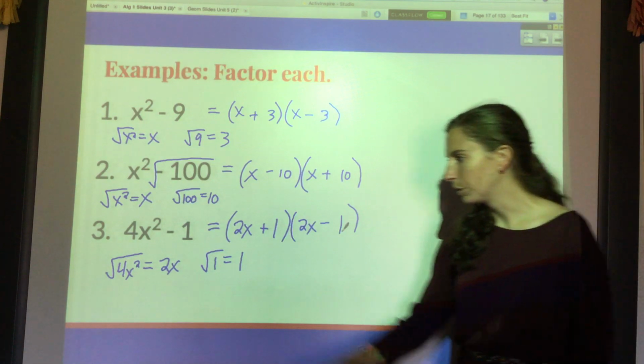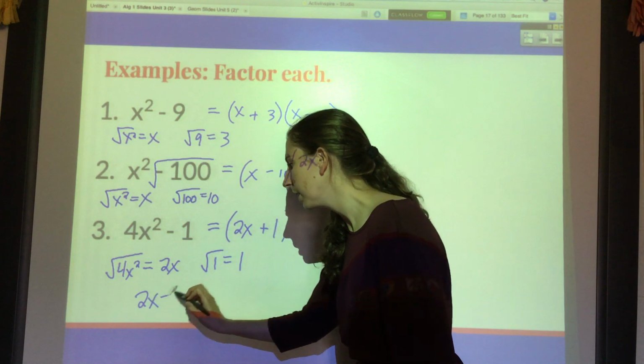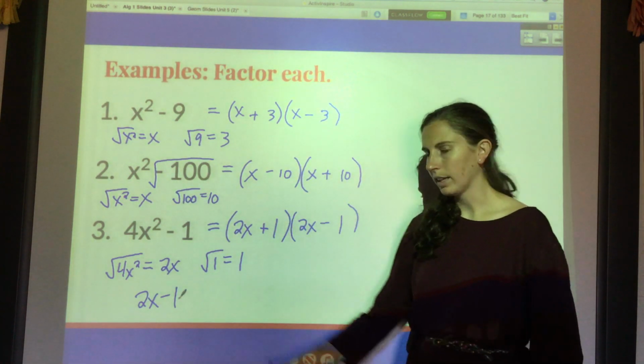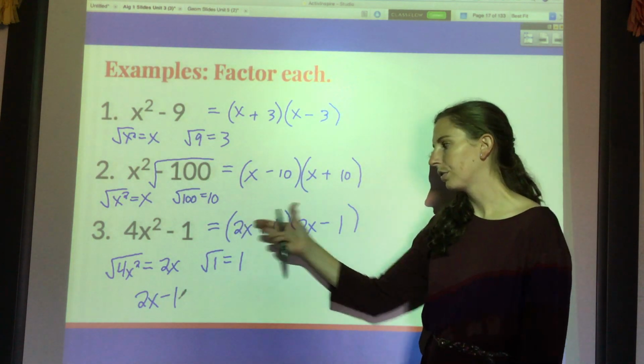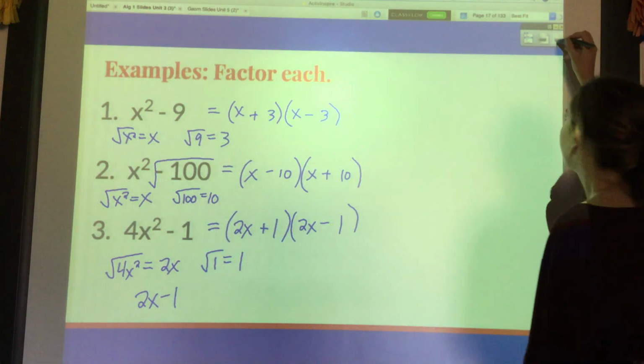Sometimes people square root this stuff and they get excited that they remember to do that, and they'll be like, okay, so 2x minus 1 is the answer. Well, that's one of the factors, but you need both factors, a plus and a minus version. Let's try a few more.